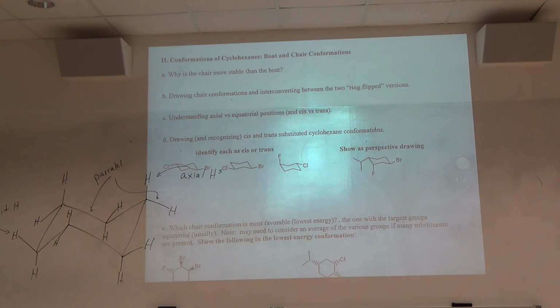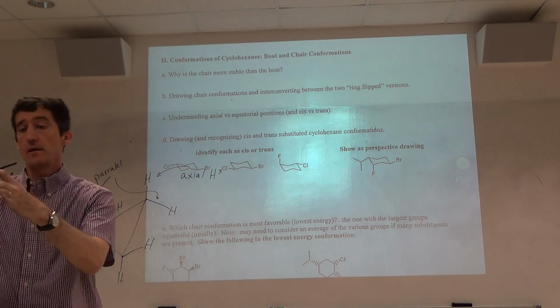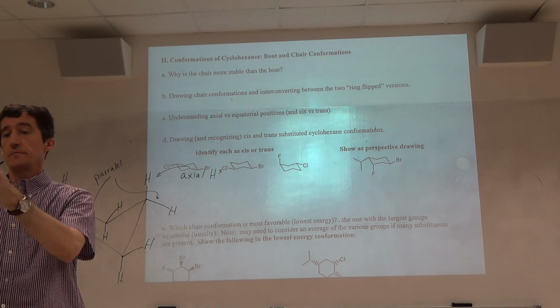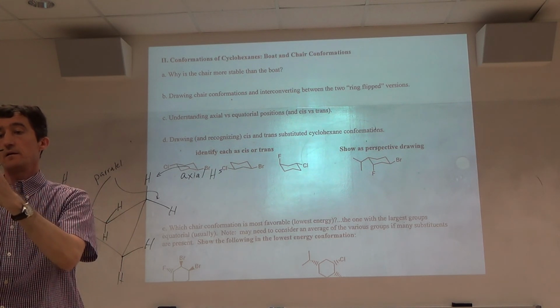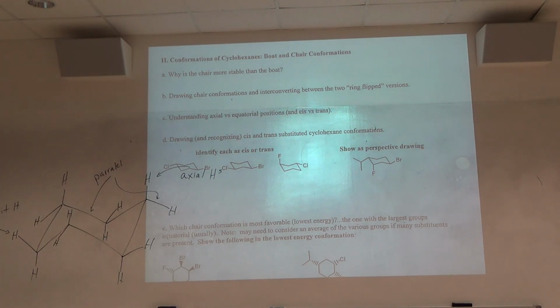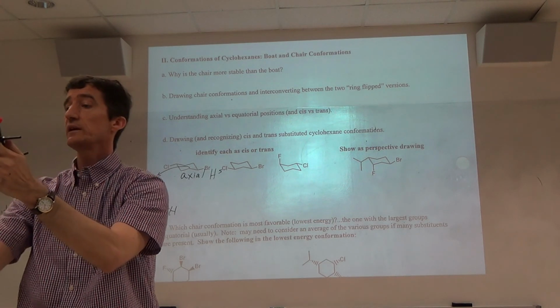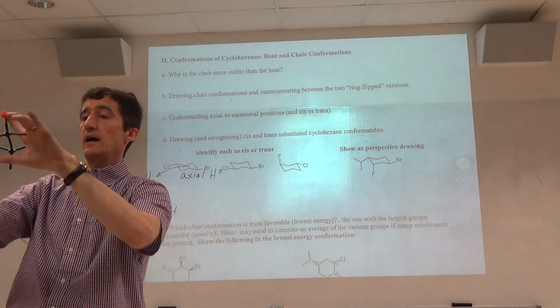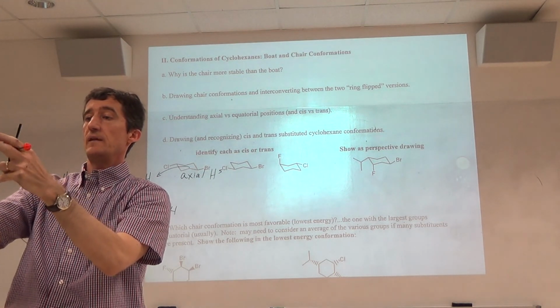Whatever that is, that's a labeled H, or maybe that's a fluorine. That's supposed to be a chair with the fluorine in what position? Yes, it's supposed to be a chair with the fluorine axial. I see the fluorine straight up. Now let's do a ring flip. I'm going to pull this up and this down. Now it's a ring flip.